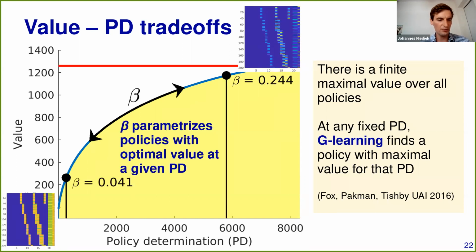And here are two examples. On the left side, in the lower left corner, you see a policy with some small beta, and accordingly some small value, but still it's the maximal value for all these policies. And on the right side, you see a policy with a bigger beta and also bigger value. And again, it's the policy with the highest possible value at that PD.